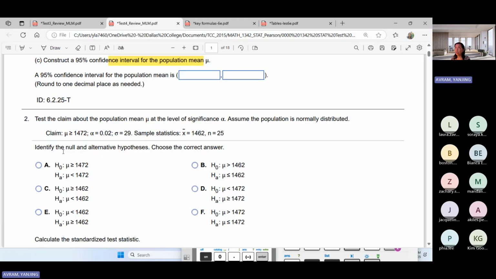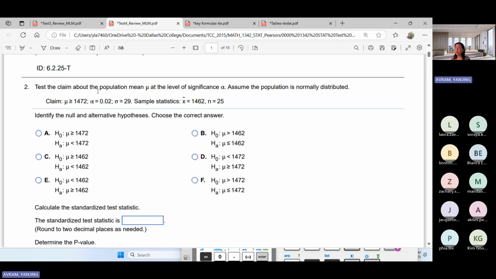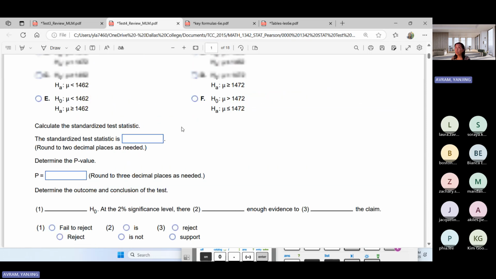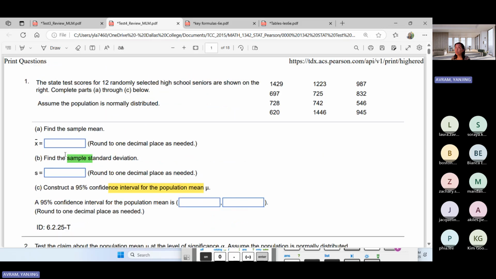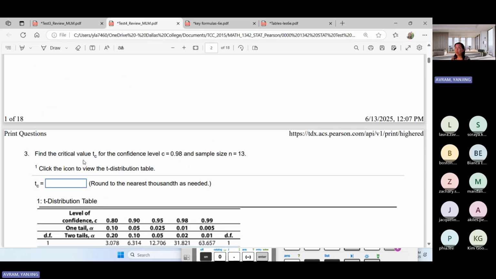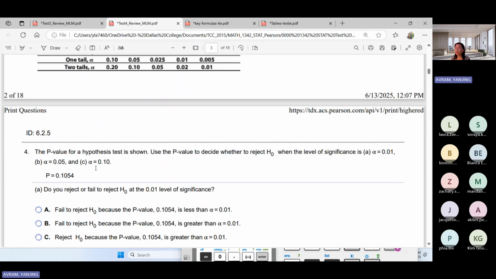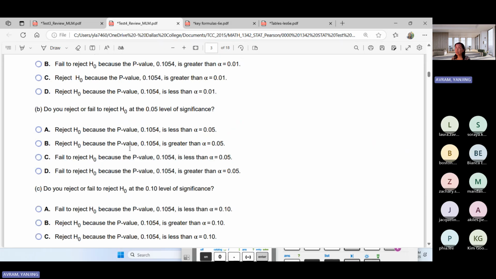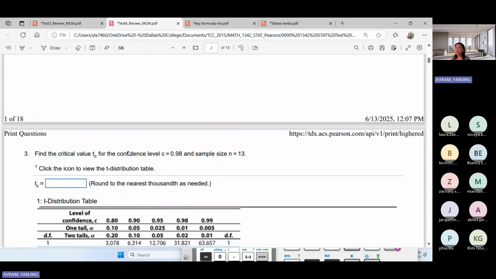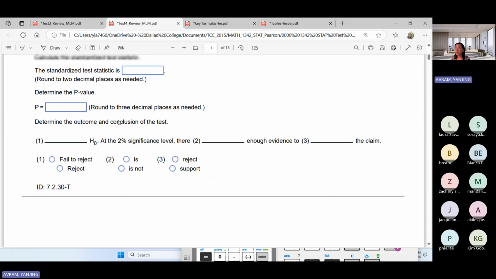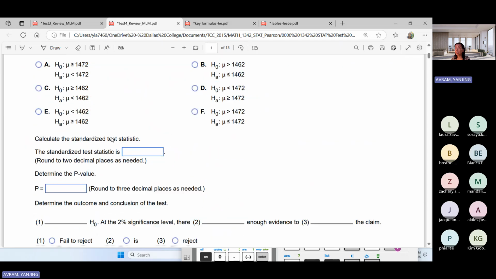Okay, let's look at the second one. Test the claim about a population mean at a given level of significance, assuming the population is normally distributed. As I mentioned earlier, this is not in order, okay? But since we are doing the review, I want to go ahead and review 6.2 first and 6.1.